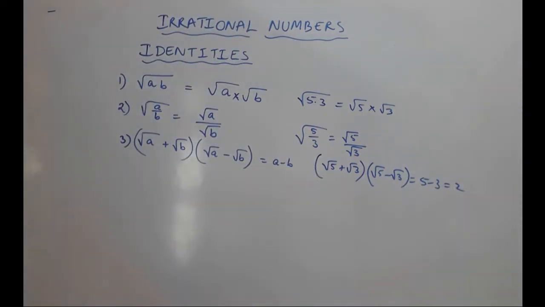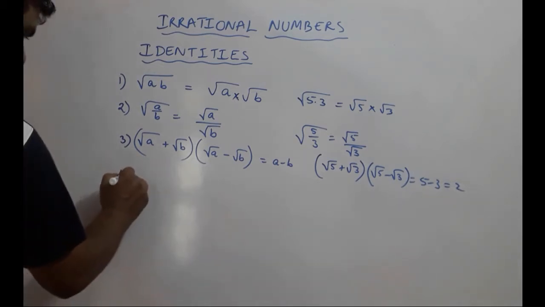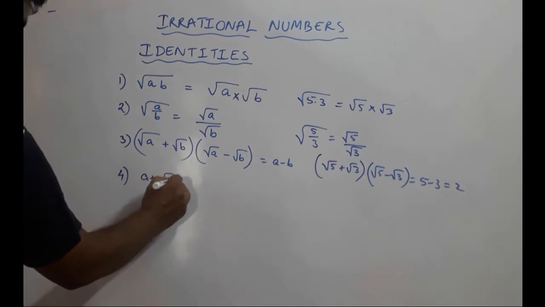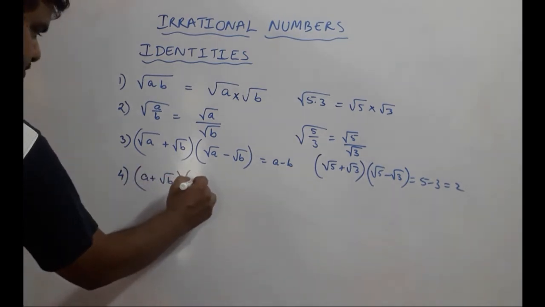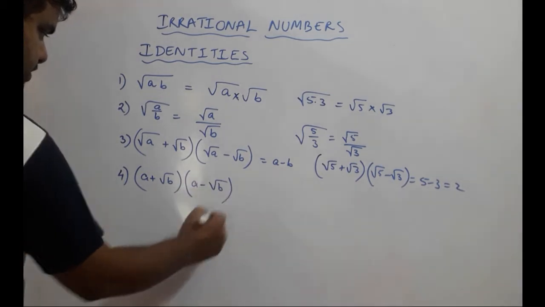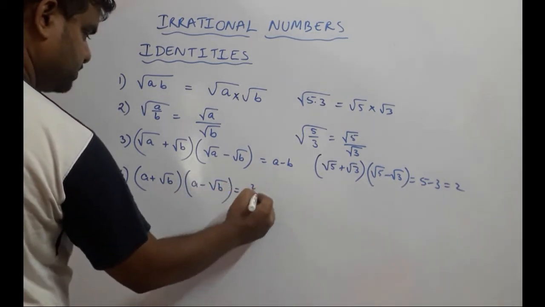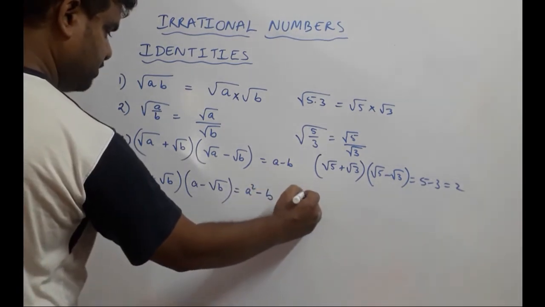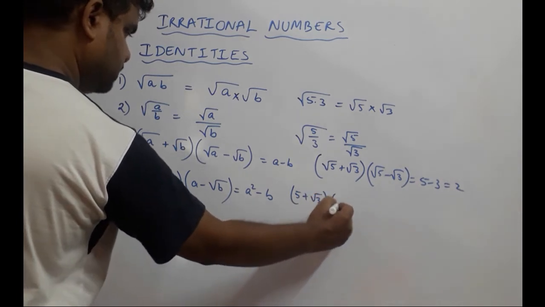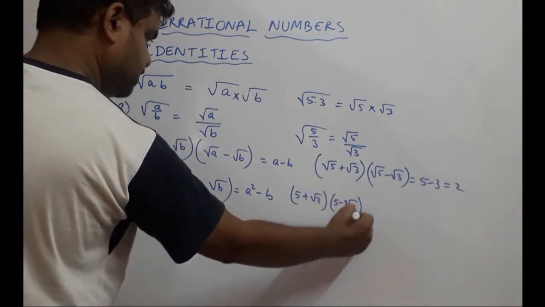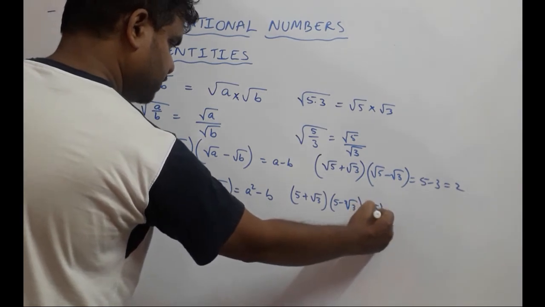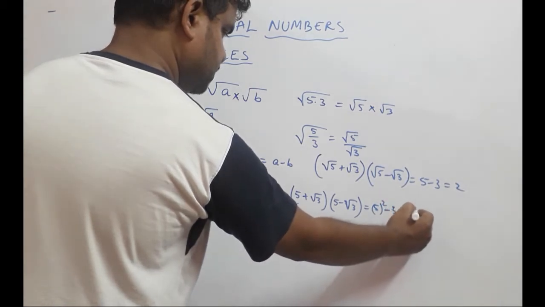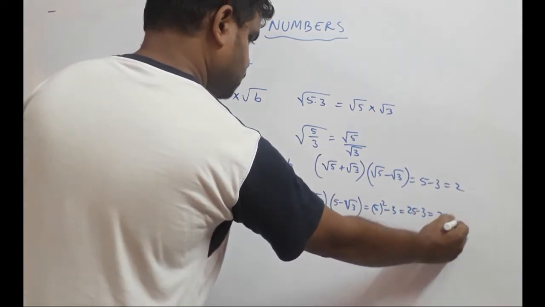The fourth identity is A plus square root of B in brackets multiplied by, in brackets again, A minus square root of B. This will become A square minus B. So an example of this would be 5 plus square root of 3 into 5 minus square root of 3, and this will give us 5 square minus 3, which is nothing but 25 minus 3, and that will give us 22.